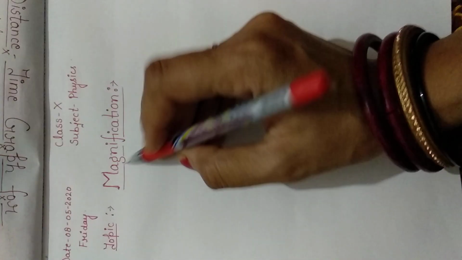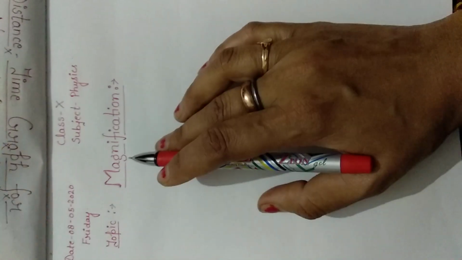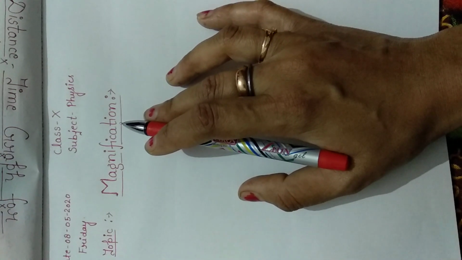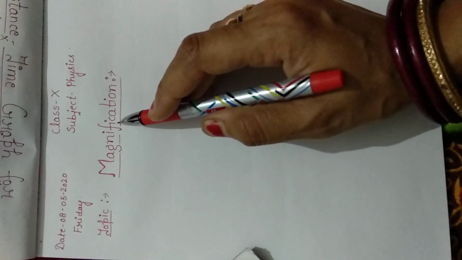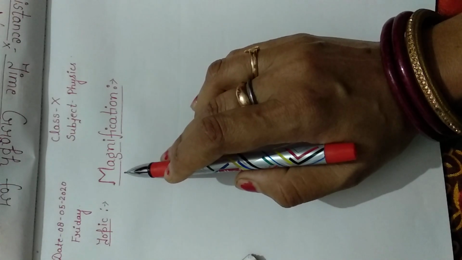The word magnification itself tells you that it consists of the word magnify, and magnify means how much larger. If you are going to find out the magnification of a mirror, there will be a relationship between the image size and the object size. So exactly what is magnification?